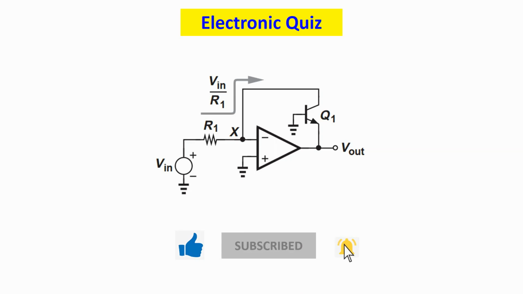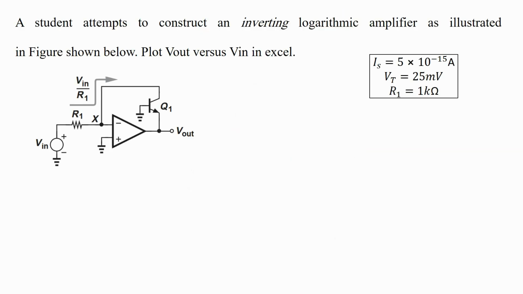Let's jump into it. Here, it's the question. A student attempts to construct an inverting logarithmic amplifier as illustrated in the figure below. Plot V out versus V in in Excel. Okay, here are some assumptions for this problem.